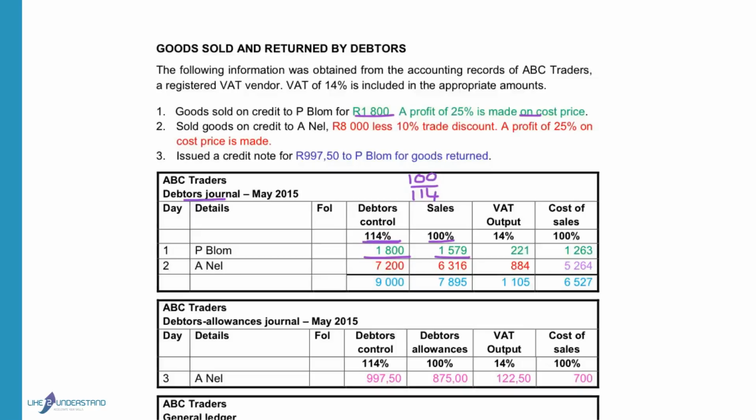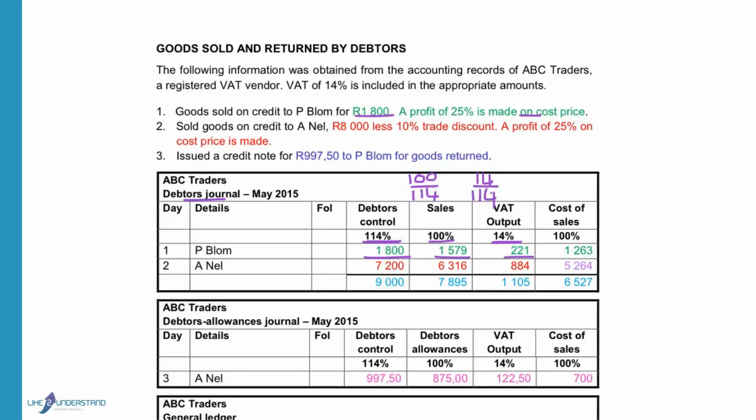VAT is 14%. If we want to calculate that, the one that we want to calculate, 14, divided by the one that's known, 114, times 1,800, and that will give me 221 Rand.